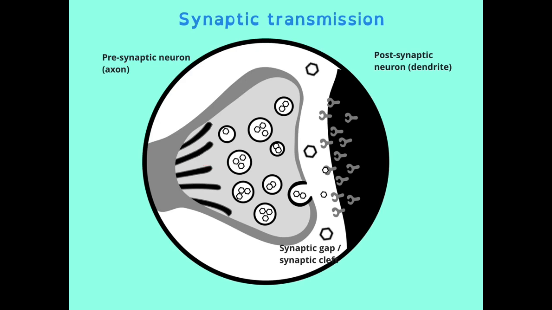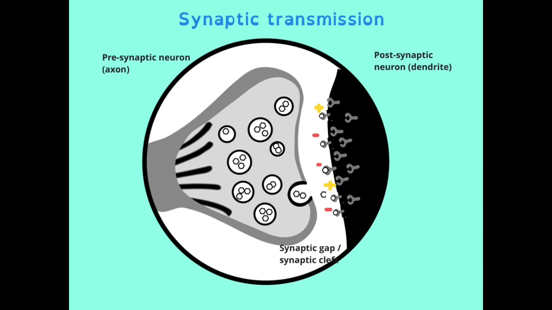Once the neurotransmitters have diffused into the synaptic gap, they then start to bind onto these sensitive and specialized receptors on the postsynaptic neuron. Neurotransmitters can be either excitatory or inhibitory. Excitatory neurotransmitters, such as these, carry a positive charge and therefore make it more likely that the postsynaptic neuron will fire.